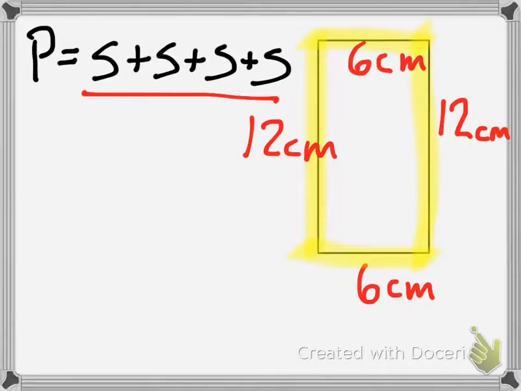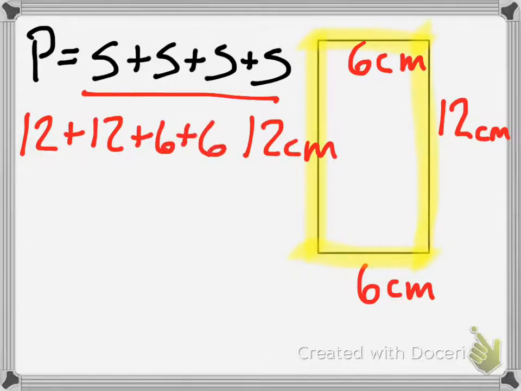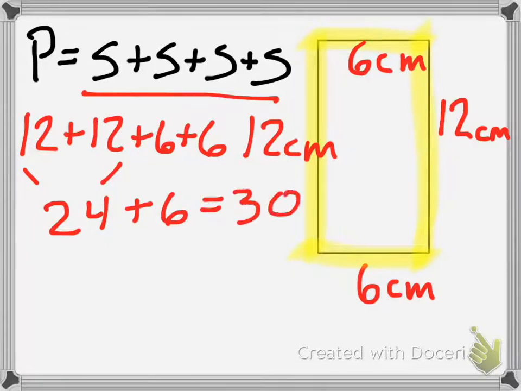So now we can just plug this into our formula of adding all 4 sides. I'm going to take 12 plus 12 plus 6 plus 6. Okay, first I'm going to add 12 plus 12, which will give me 24. I'm going to go ahead and add one of my 6's, which will give me 30. And then I'm going to add my last 6, which will give me 36.